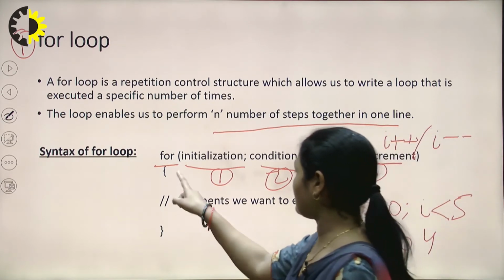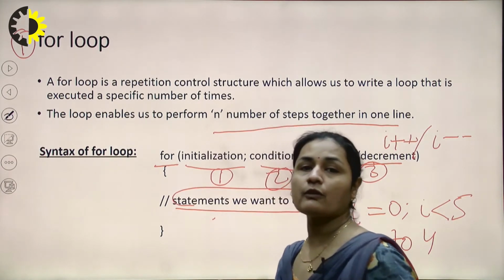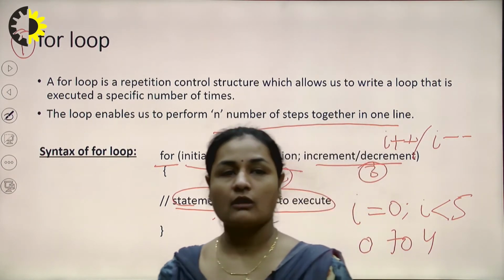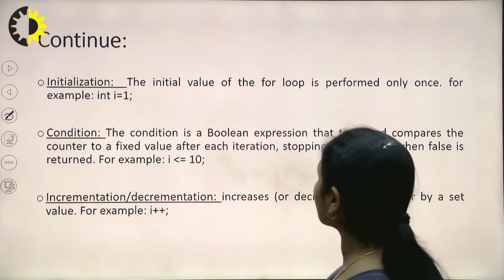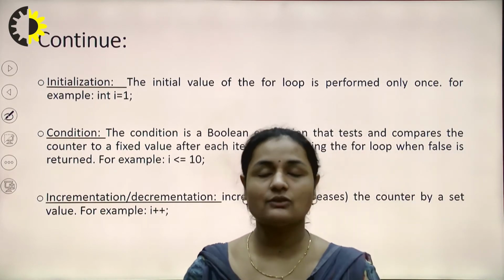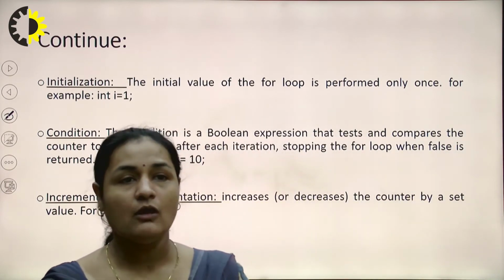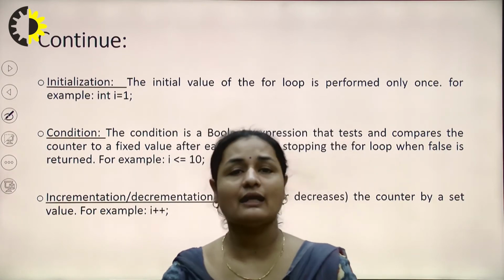Then in the body of the loop, what do we write? We write the statement which we want to execute multiple times. This is the syntax of the for loop. Initialization, the initial value of the for loop, is performed only once. The initial value is performed only one time. For example, we write int i equal to 1 or i equal to 0 or any other value.